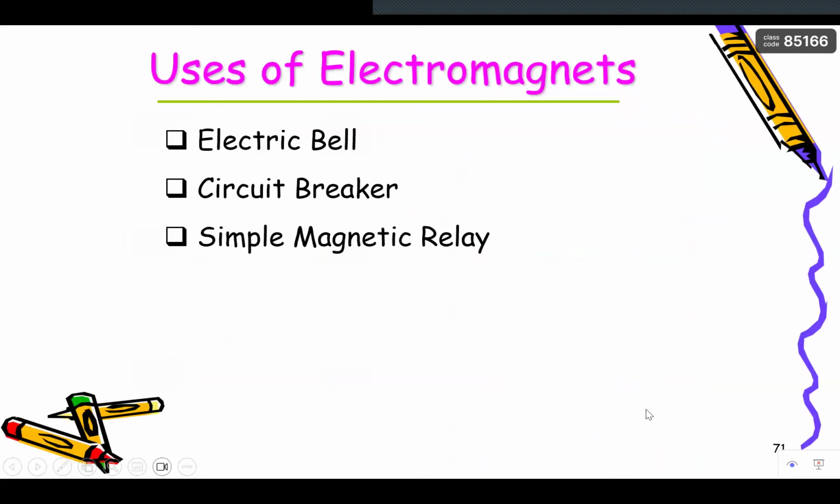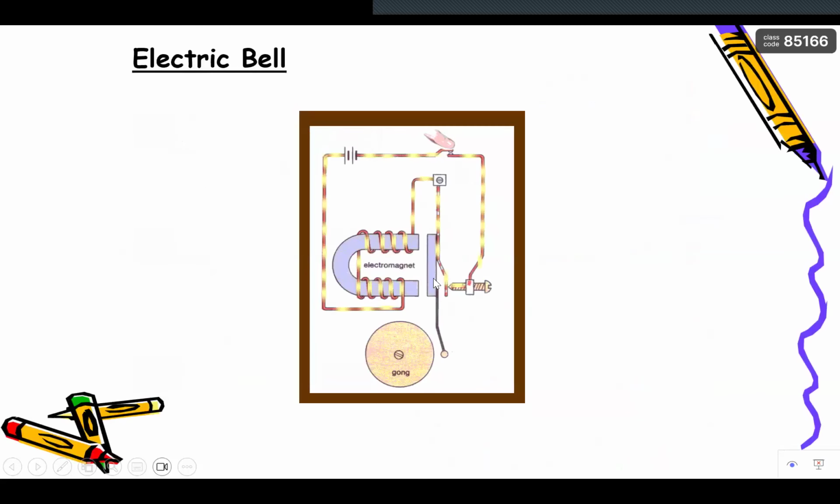Okay, we move on to the last part already, which is some uses of electromagnet. We'll be zooming into three different applications of electromagnet, which are electric bell, circuit breaker, and simple magnetic relay. Okay, so for an electric bell, how does it work?